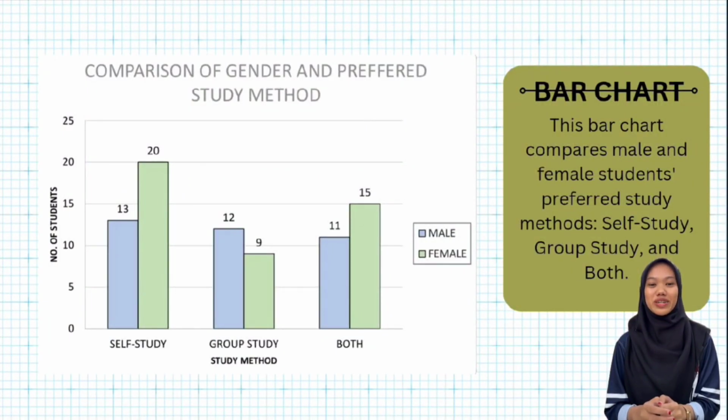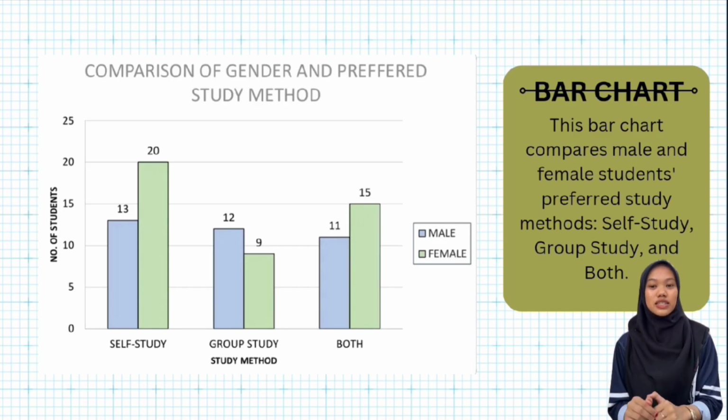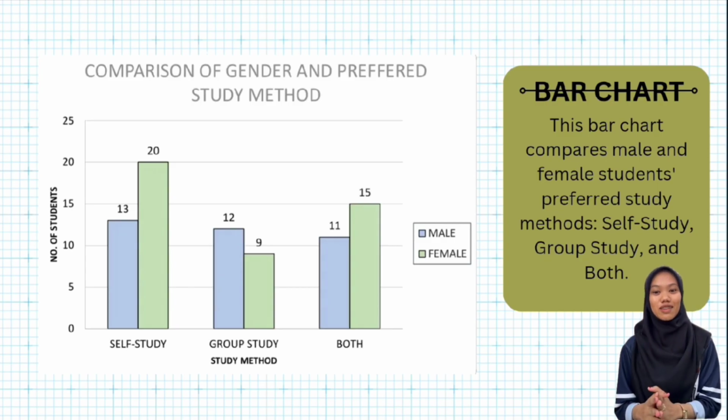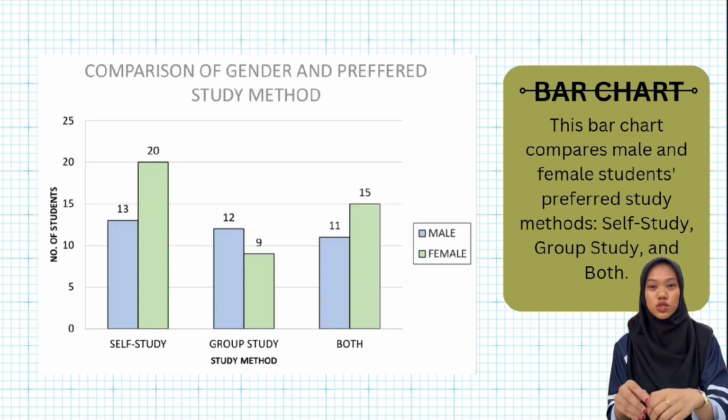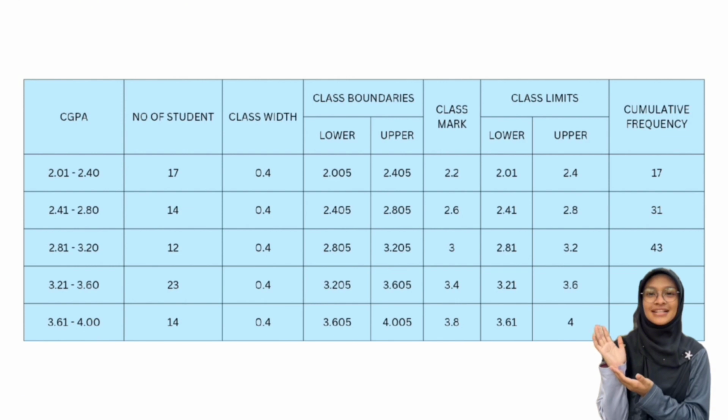So now is the comparison of gender and preferred study methods. So here is the bar chart of comparison. This bar chart compares male and female students' preferred study method, self-study, group study, and both. So we can see male and female students prefer self-study. Here is the data that we collected from that sample.